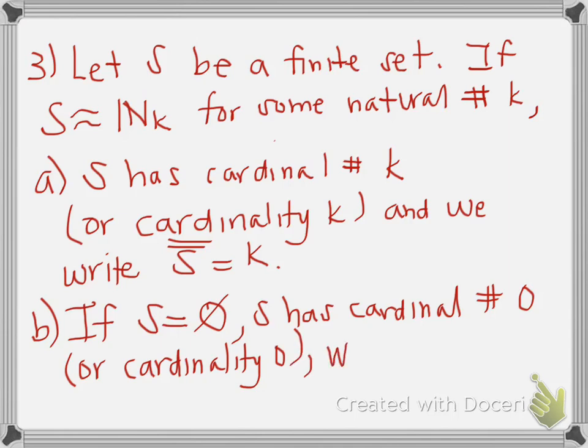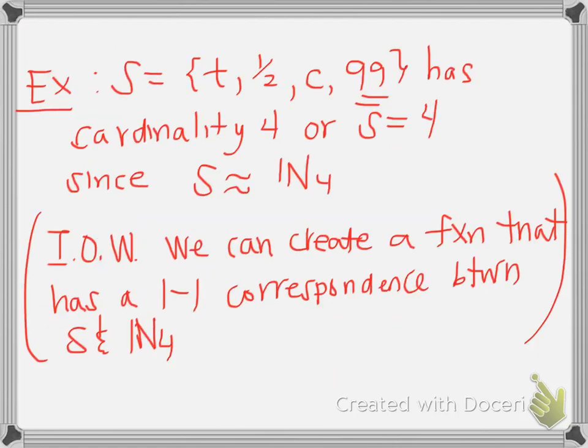Okay, and for that we write the cardinality of the empty set equals 0. Okay. So an example of this would be, let S equal the set containing T, 1/2, C, and 99. Well, that has cardinality, as we can see, 4, or that's the notation. And since S is equivalent to N sub 4. Okay. And remember, N sub 4 is the set containing 1, 2, 3, 4.